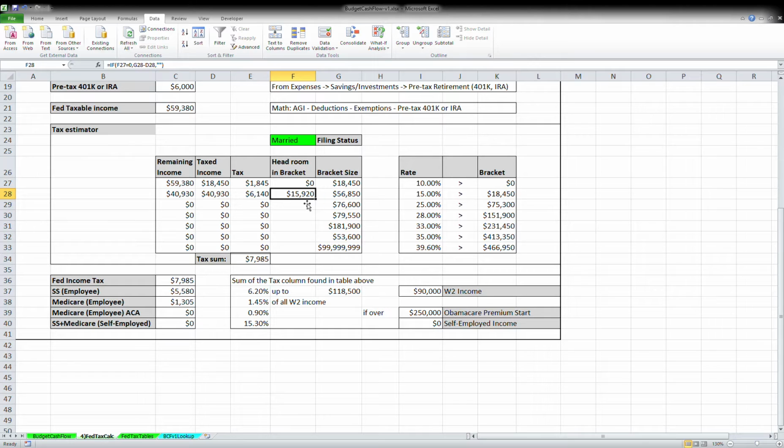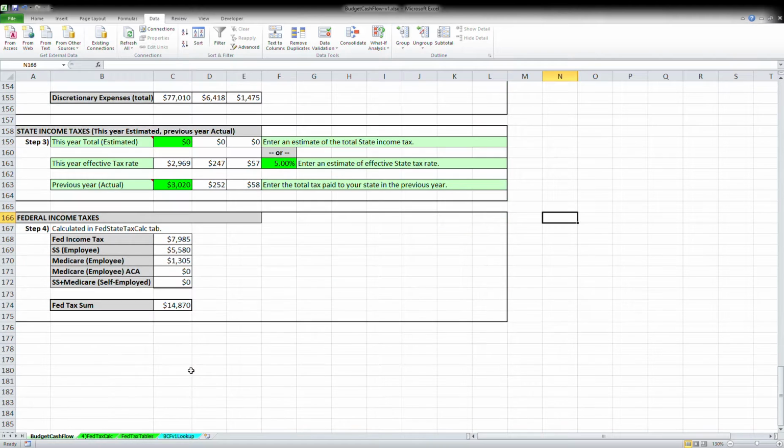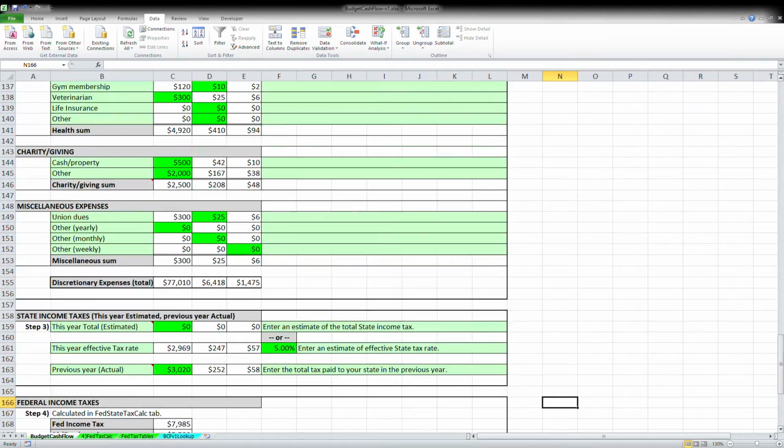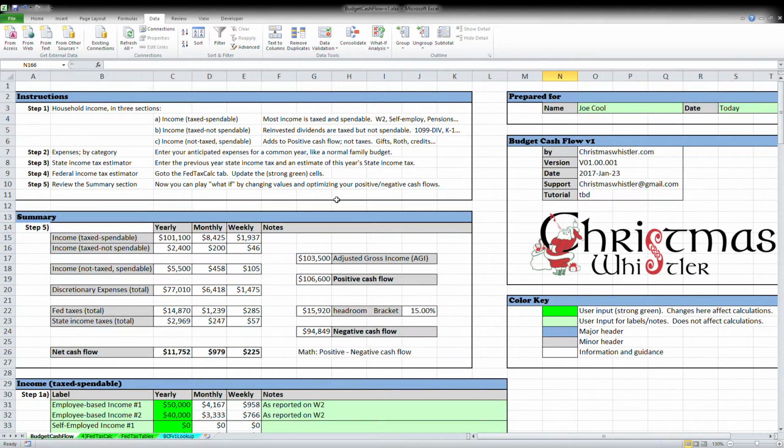That's one really interesting thing that comes out of this calculation, and I do show that off on the summary in the primary tab. Anyway, add up all the different kinds of taxes from the feds, and that goes back into the bottom here for the federal income taxes, where that total sum is. Wow! So really, again, very simple.